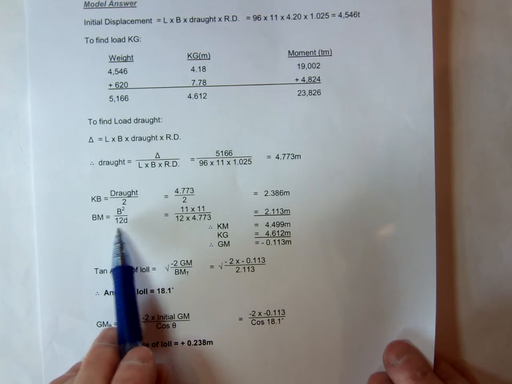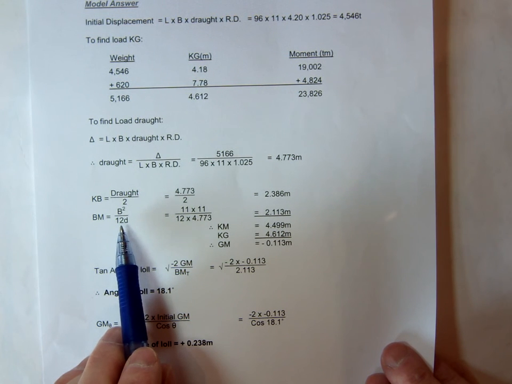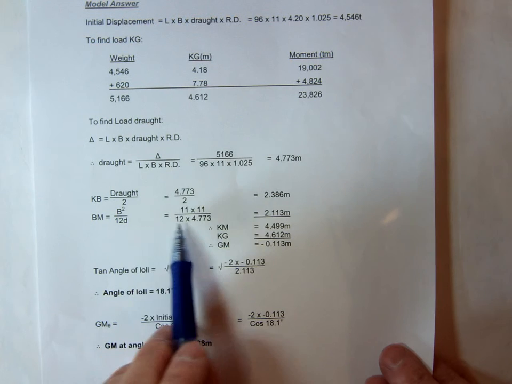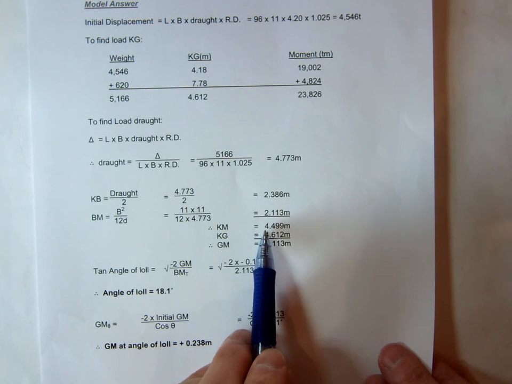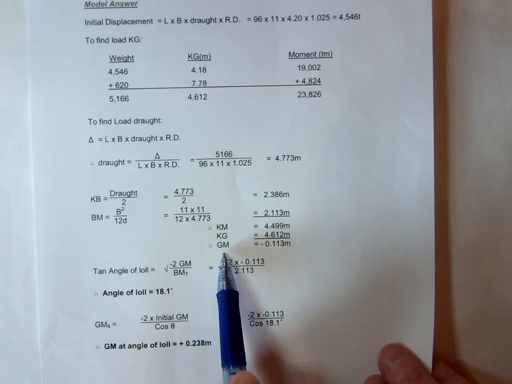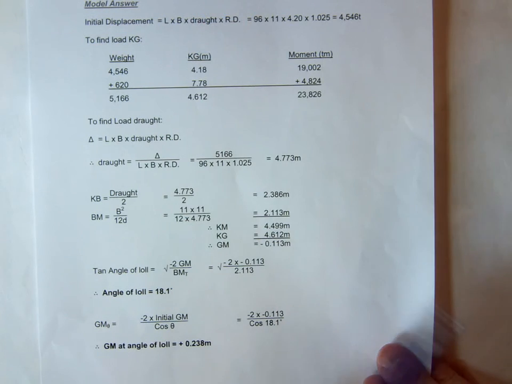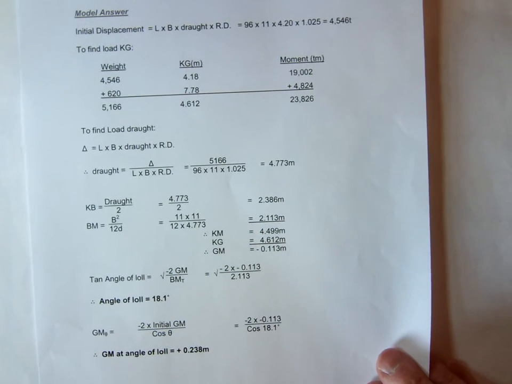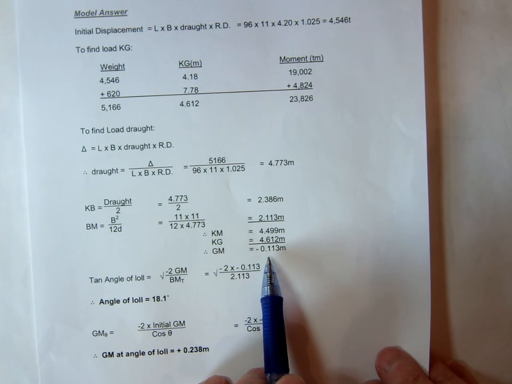And as I mentioned earlier, BM is B squared over 12D, or LB cubed over 12V. You get the same answer. So there's our BM, 2.113. Add the two together, that gives us our KM. We've got our KG here, which we bring down, and as you can see here, the GM is a minus value. Had you got a plus value in this problem, you'd have done something wrong. You have to have a minus value of GM in order to have an angle of loll. The GM must be initially negative to get the angle of loll.